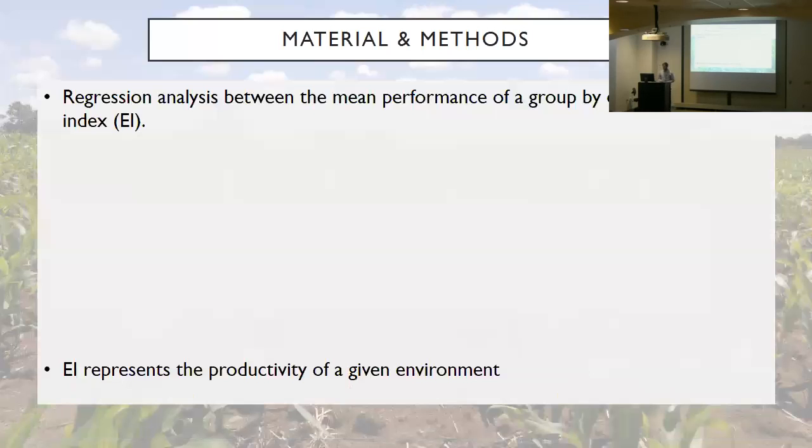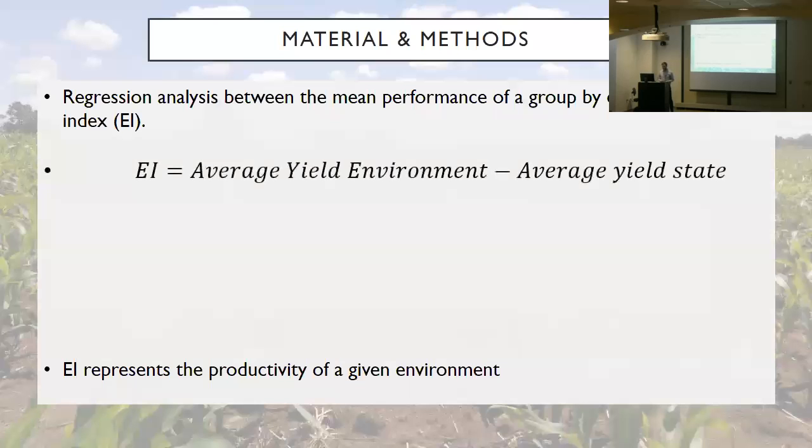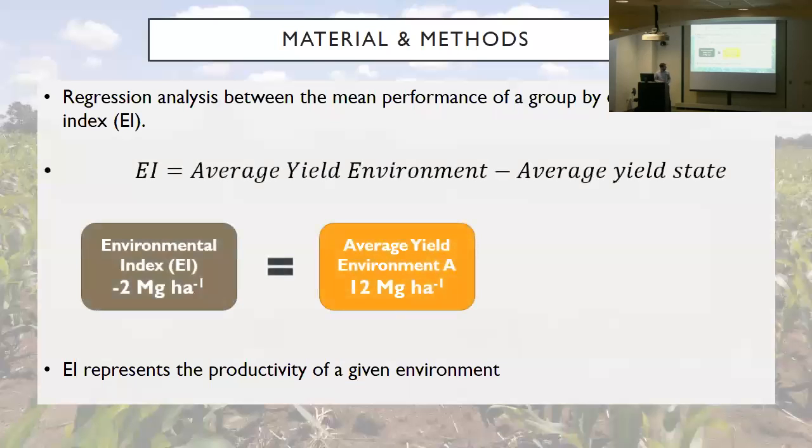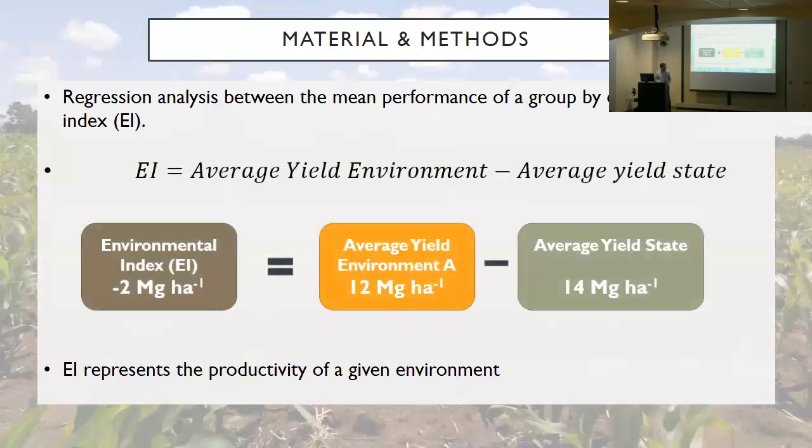We did a regression analysis between the mean performance of a group and the environmental index. The environmental index was the difference between the average yield in an environment and the average yield of a state. For example, if we have an environmental index of -2 tons per hectare, this means that the average yield in one environment is 12 megagrams per hectare, for example, and the average yield of the state is 14 megagrams per hectare. So EI represents the productivity of a given environment.